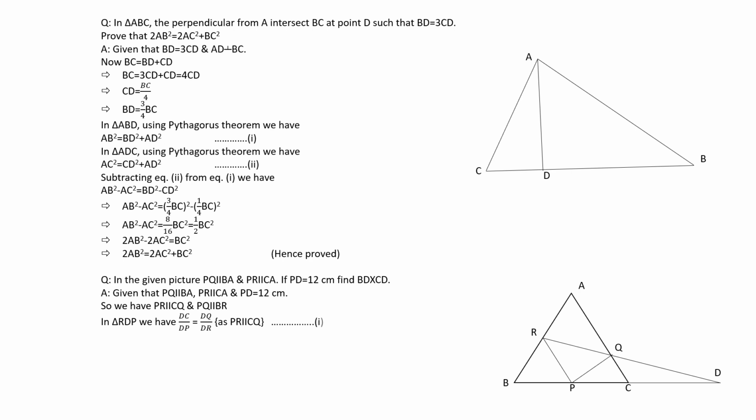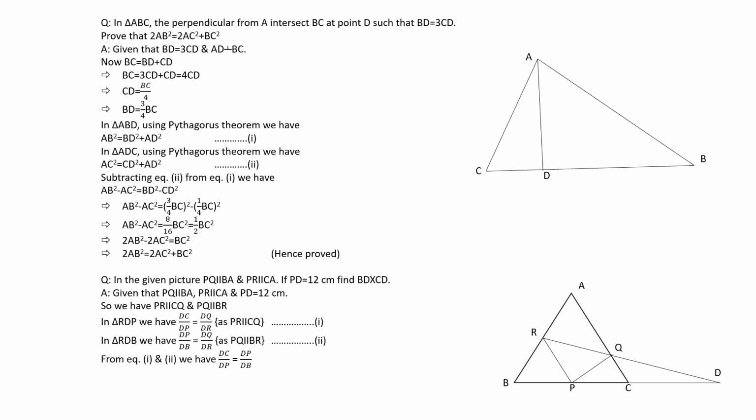Now in triangle RDP, we have DC by DP equal to DQ by DR as PR is parallel to CQ. Let this be the first equation. And in triangle RDB, we have DP by DB equal to DQ by DR as PQ is parallel to BR. Let this be the second equation.